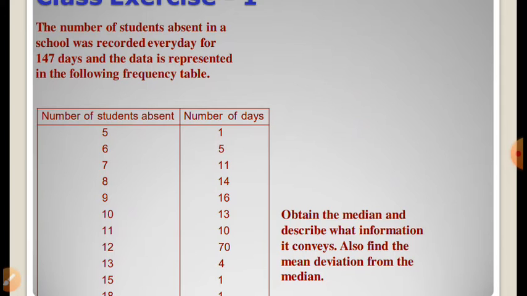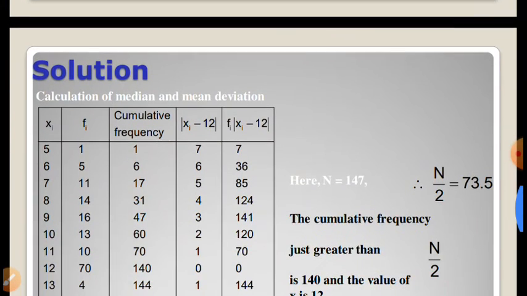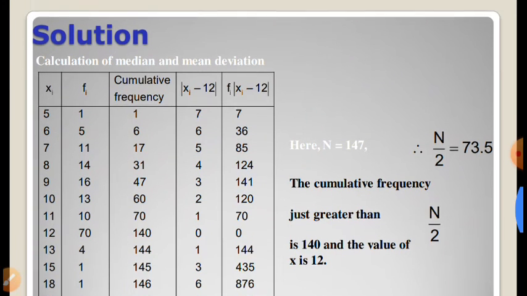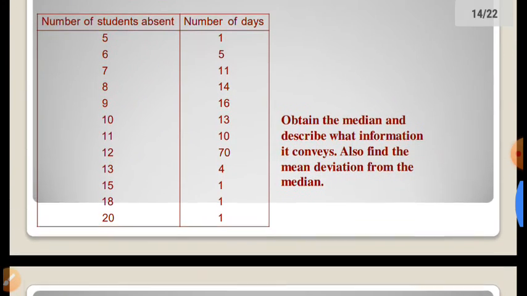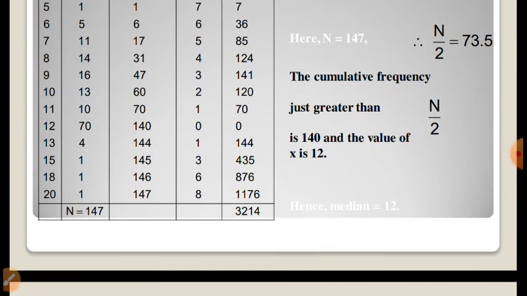Here the numbers mean the number of students absent and the number of days. 5 students absent 1 day, 6 students absent 5 days, 7 students absent. For this, find the mean deviation from the median. So you need to find the median. To find the median, what do we do? You need to find the sum of all the frequencies.